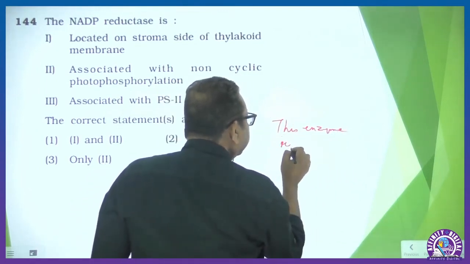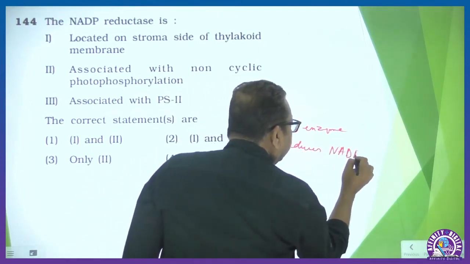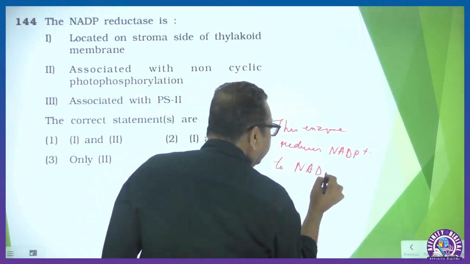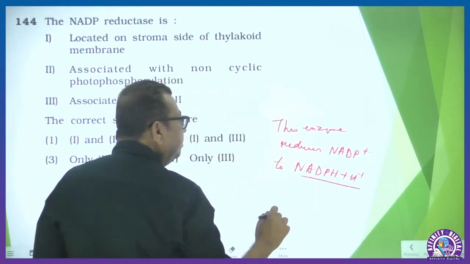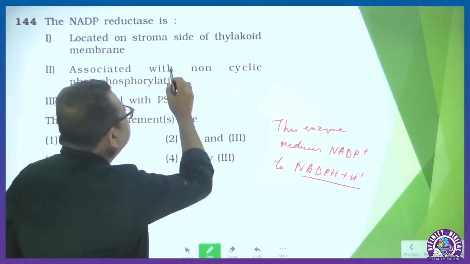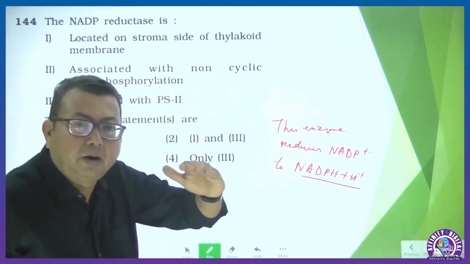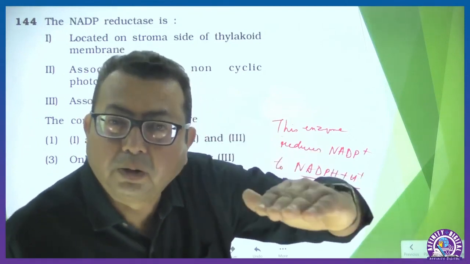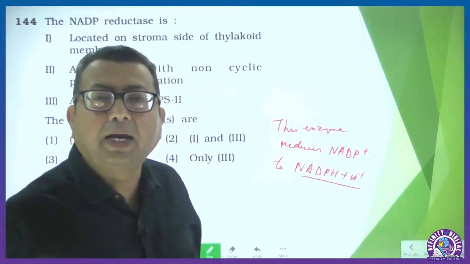This enzyme reduces NADP plus to NADPH plus H plus during light reaction of photosynthesis. Is enzyme ka location kaha hai? This enzyme is located on the outer side of grana thylakoid membrane. Outer side of grana thylakoid membrane means stroma side of the grana thylakoid membrane.